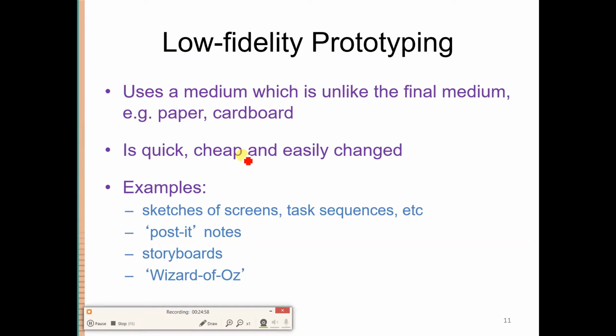Now let's see the categorization of the prototype based on what kind of medium we are using. One is low fidelity prototyping and another is high fidelity prototyping. In low fidelity prototyping, we are using a medium which is unlike the final medium. For example, if we use cardboard or plastic to construct the prototype, but the final product is made of cement or some other material, then we say this is low fidelity prototyping, because we are using other material which is not like the final product.